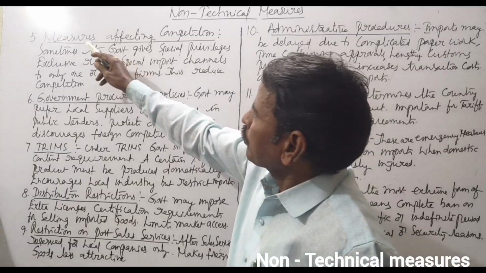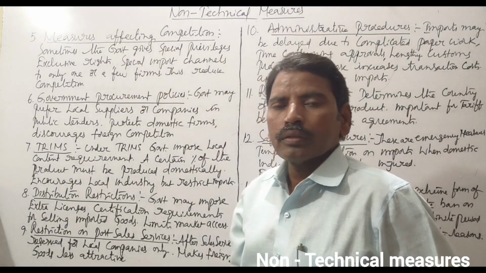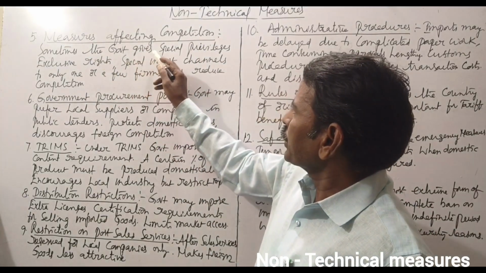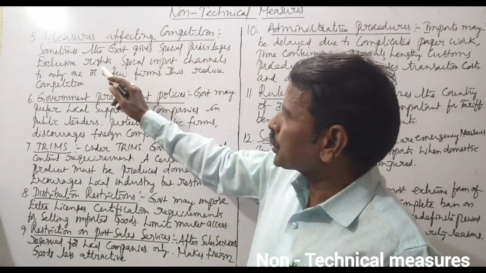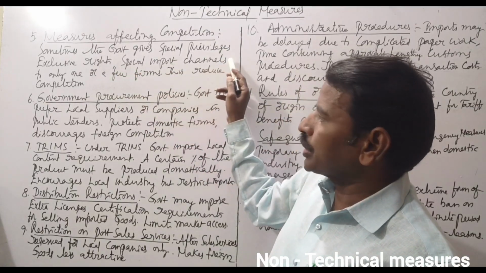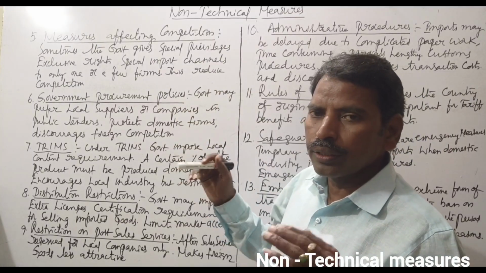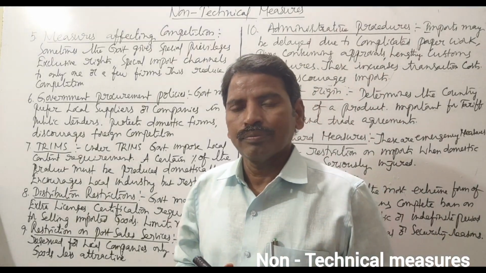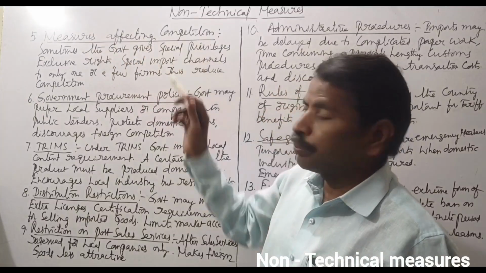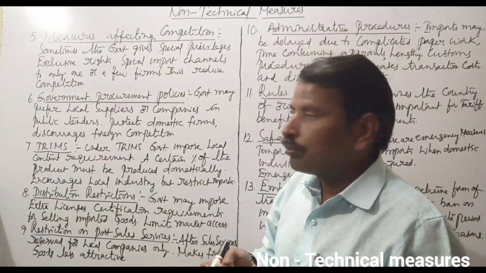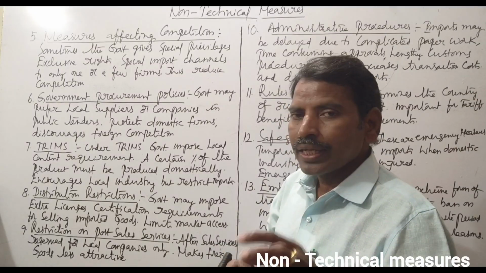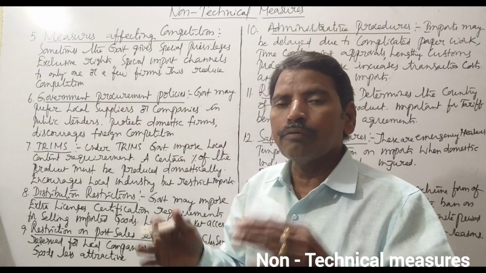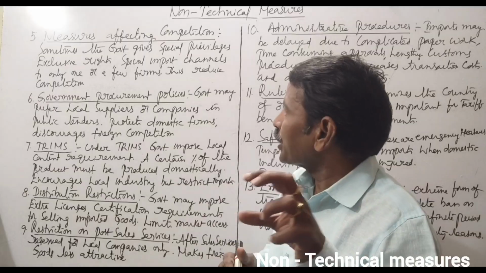Next, measures affecting competition. Sometimes the government gives special privileges, exclusive rights, and special import channels to only one or a few firms. This reduces competition.